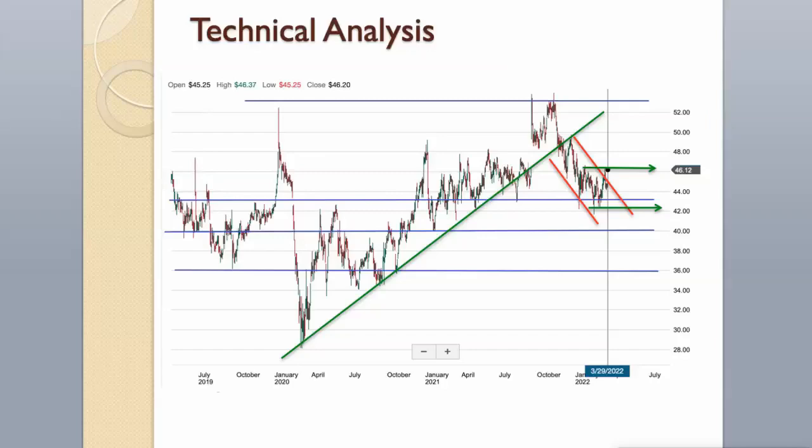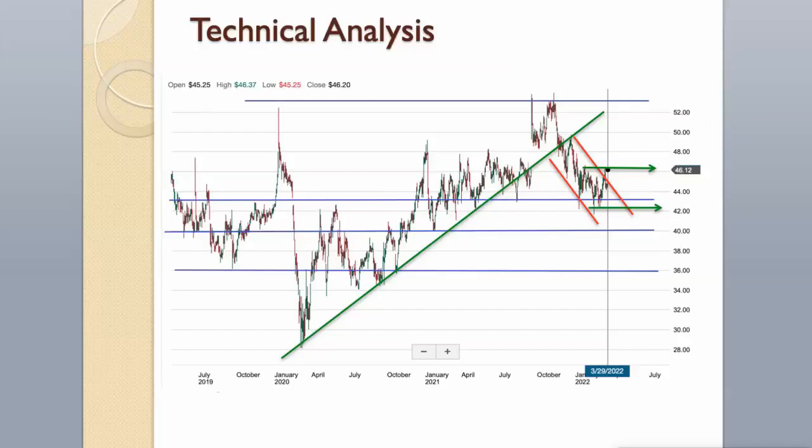Support levels are around $43.20 and $42. The next support levels are around $40 and $36. Resistance level is around $46.30. The next resistance levels are around $48 and $53.